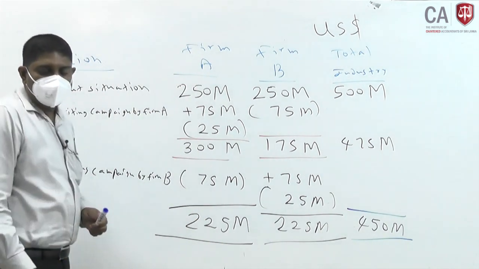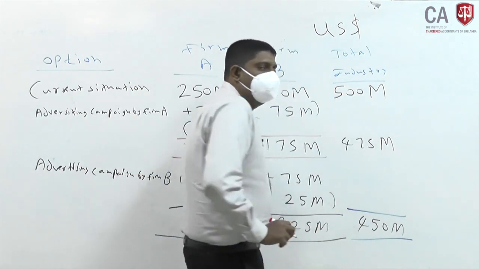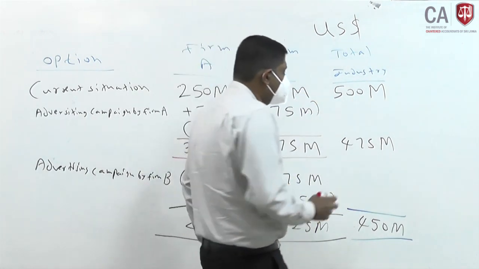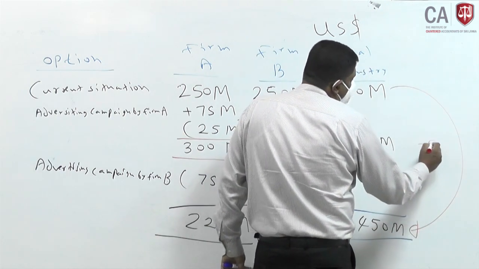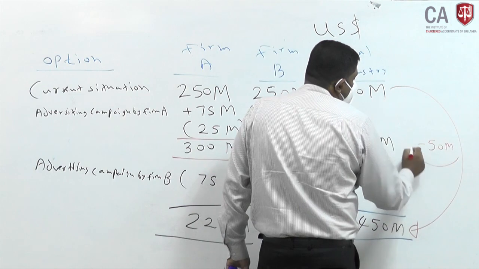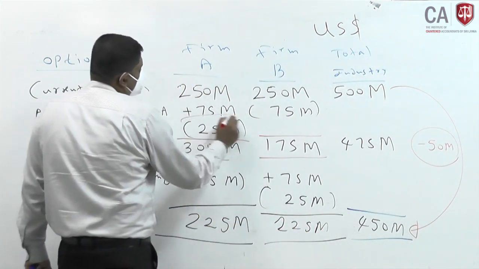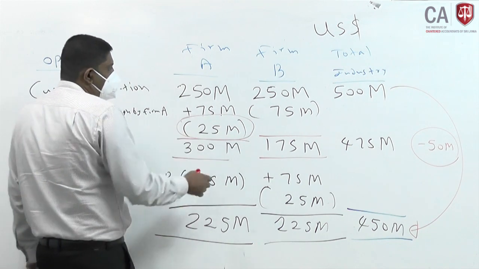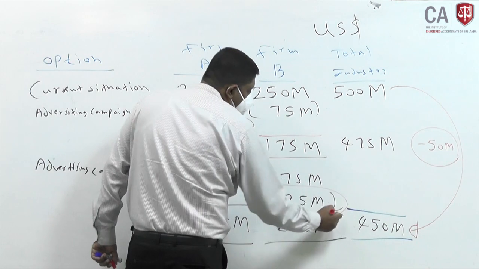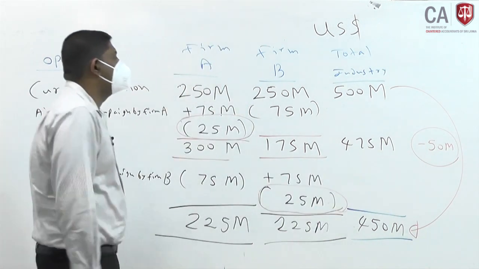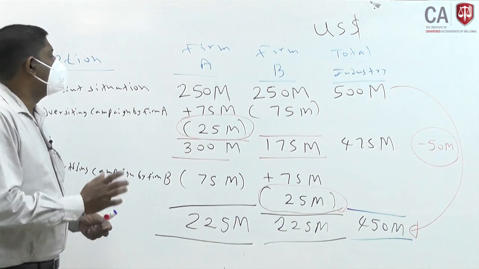Now what happened to the industry now? Earlier, the industry had a profit of 500 million, now it has reduced to 450 million. 50 million profit reduction in the industry. Because of that advertising campaign, A spent 25 million, then subsequently B again spent 25 million to capture their lost market share. Now both suffer because of the advertising campaign.